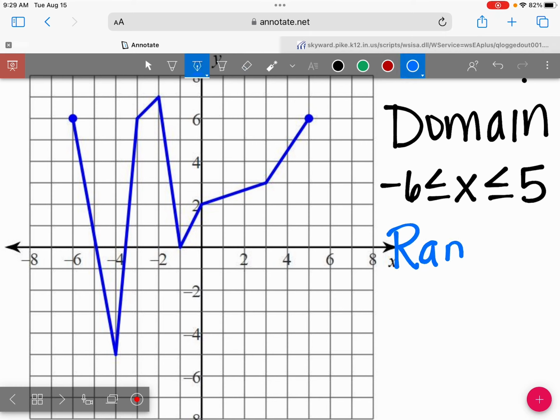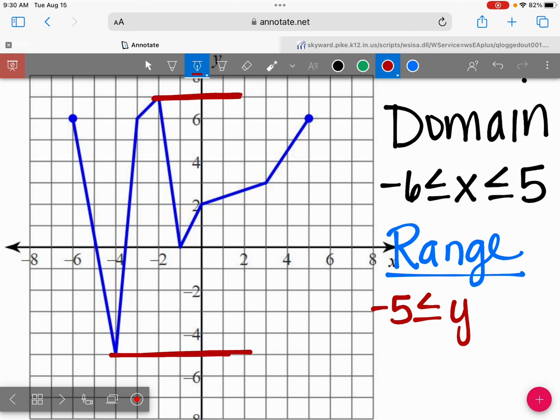And our range, all right, so let's see how low it goes. It goes here. This is my lowest point. This is my highest point. So the lowest it goes would be a -5. We have to switch that from an x to a y because we're talking about range now. And the highest it goes is 7. That would be your range.